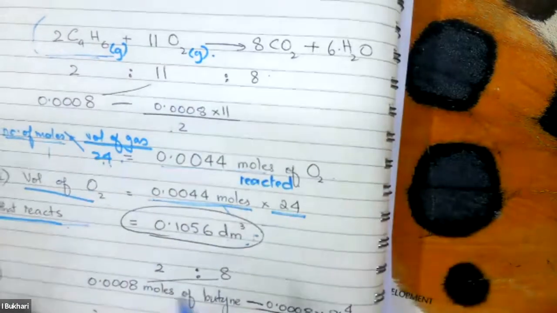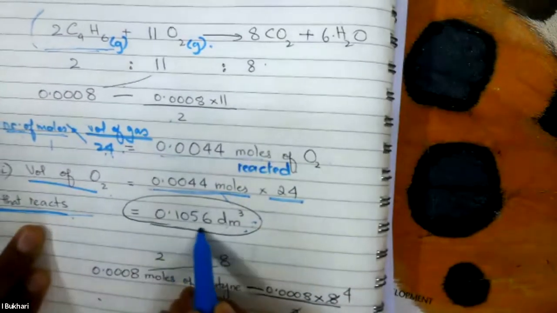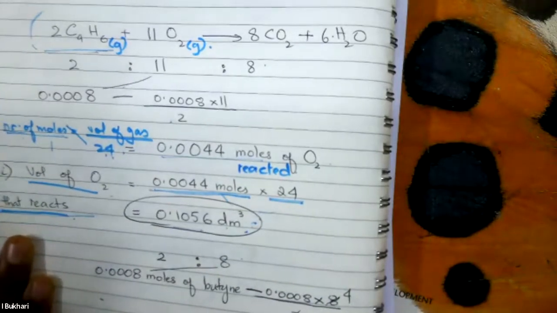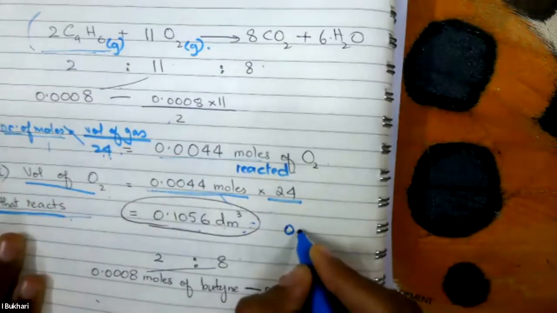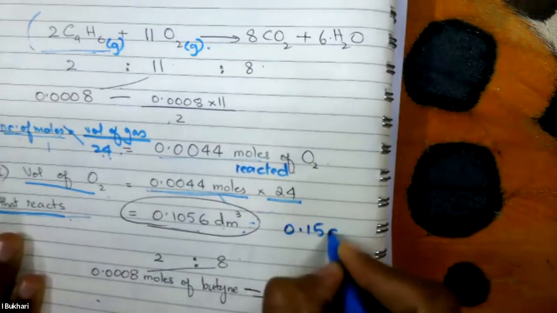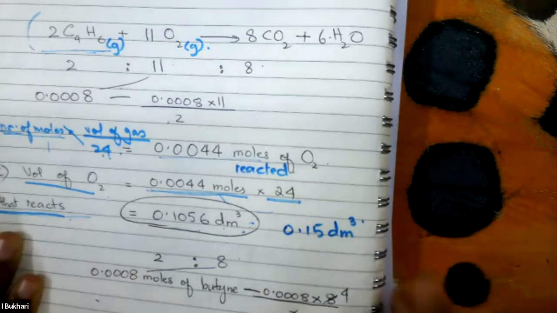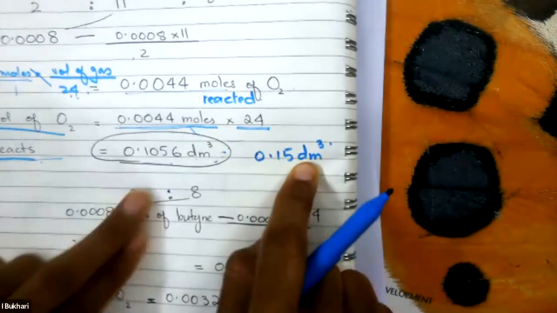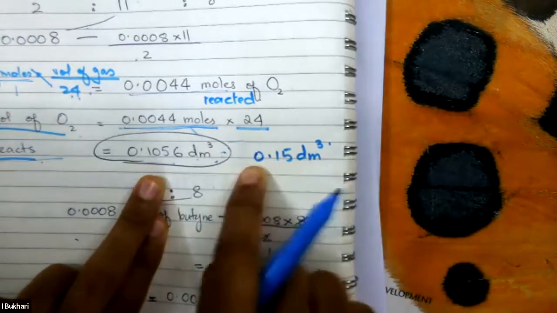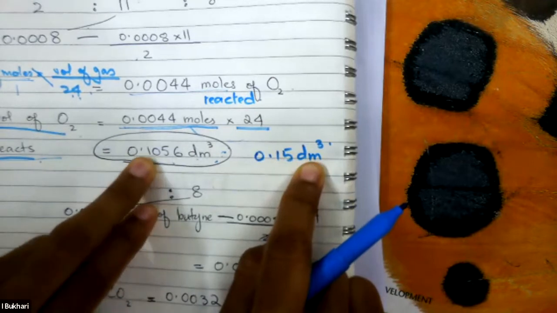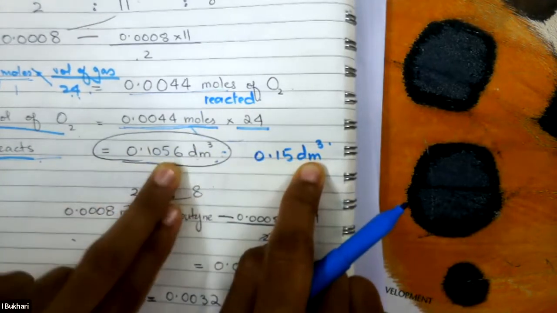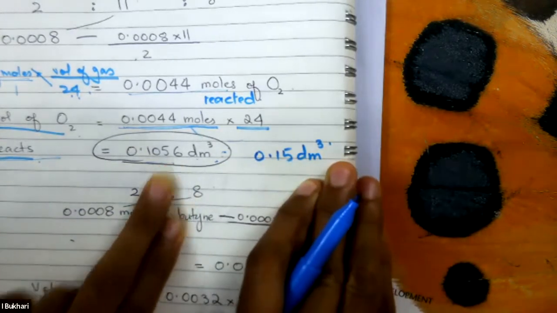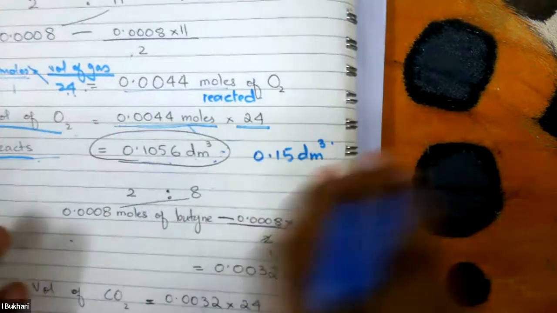Okay, so the volume of oxygen that reacted was this. And how much is given in the question? 0.15 dm cube is given in the question. 150 cm cube is the same as 0.15 dm cube. So in the question, they are saying that we have 0.15 dm cube of oxygen, but only 0.1056 dm cube reacted. The rest was left at the end.